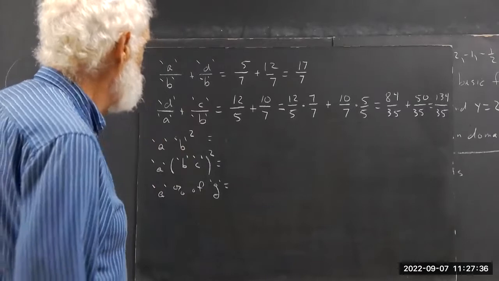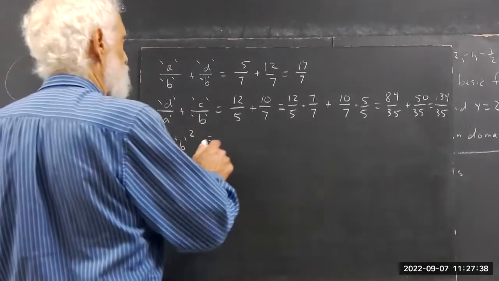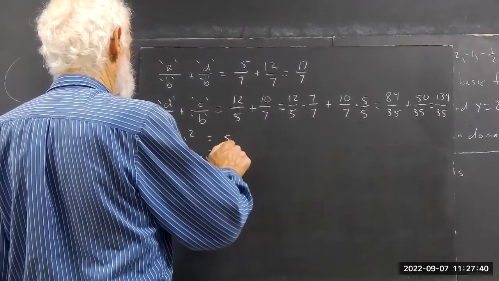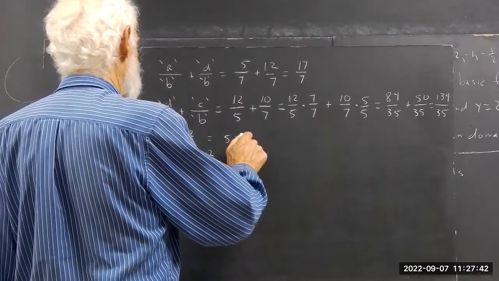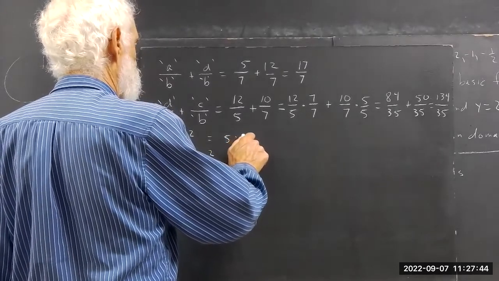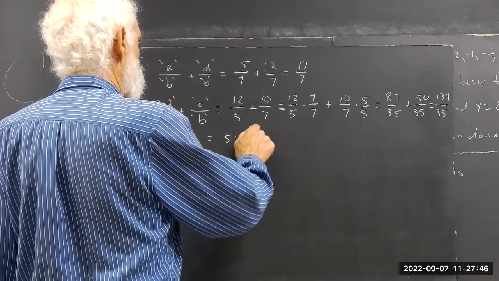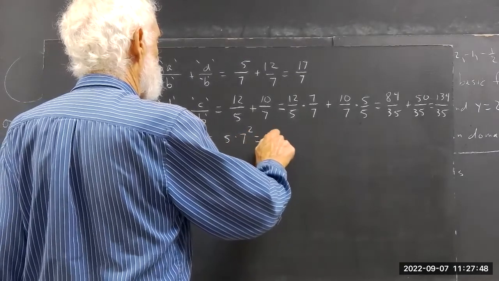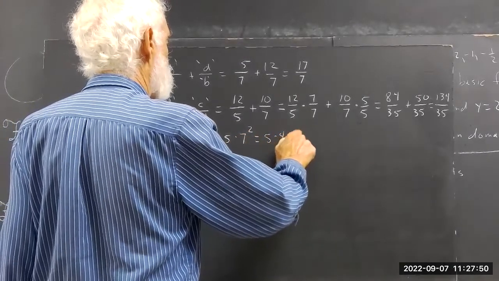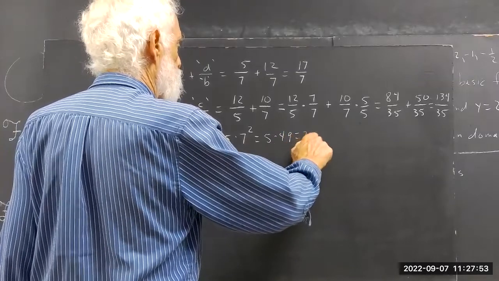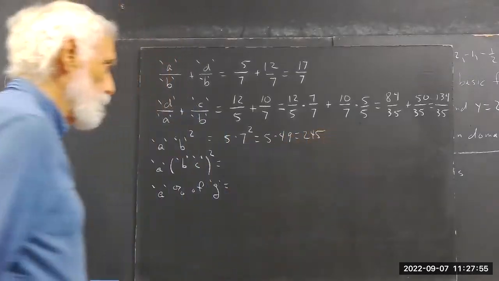A times B squared. I don't think I saw anybody having a problem with this. That's 5 times, if B is 7, and that would be 245. Doing the arithmetic right. Okay.